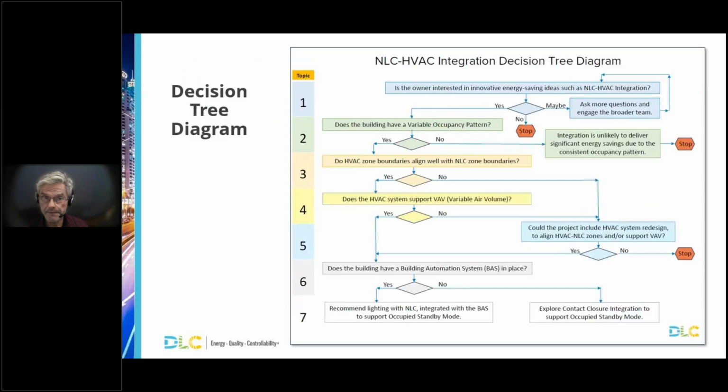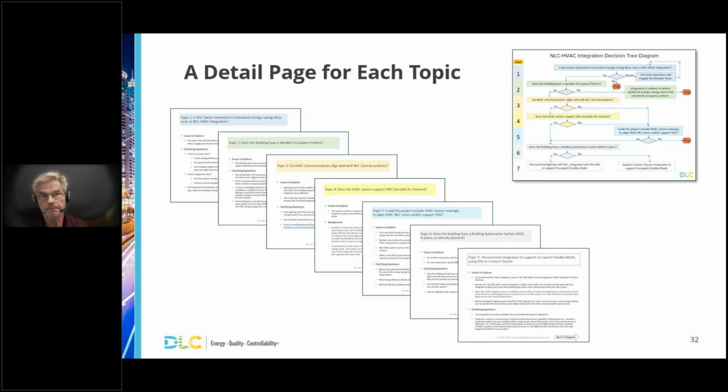The decision tree diagram has 7 topics to consider when deciding whether to pursue NLC HVAC integration on a particular project. This one-page diagram is sufficient by itself to eliminate some projects from further consideration. If a project might have potential at first glance and you want to consider it more carefully, then each topic in the diagram has a corresponding page in the PDF file with a number and color for that topic. You can click on a topic number in the diagram to navigate to the page about that particular topic for more details.